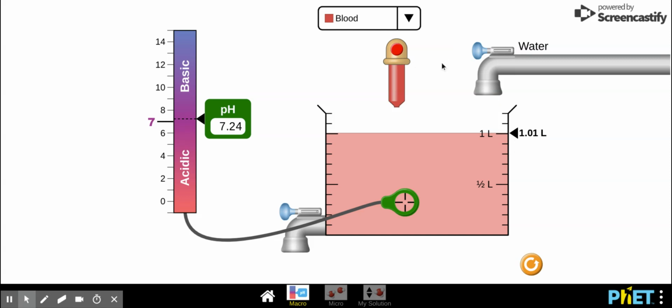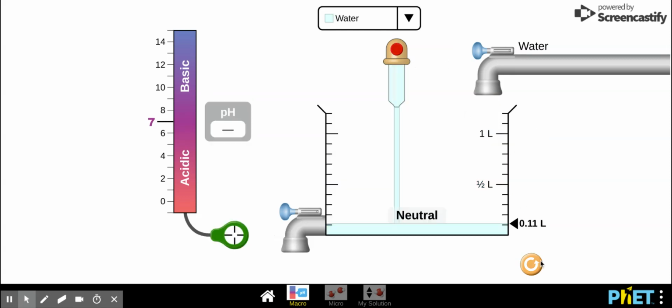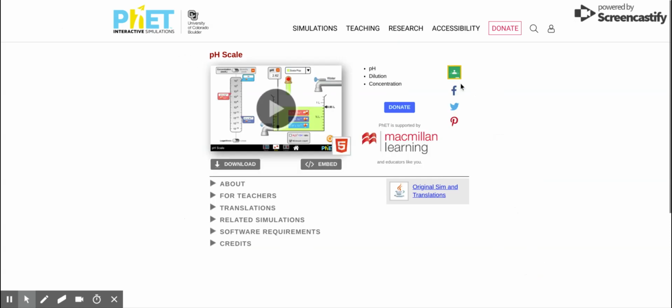So again, this is just a very handy tool. You can do this as a demonstration, or you can just assign it to the students to explore. As you can see here, you can just load it on Google Classroom. You could even do this as a homework assignment. Give them a handful of questions. What happens when you do this? What happens when you do that? And that could be a homework.